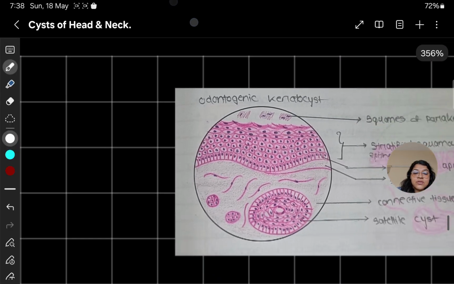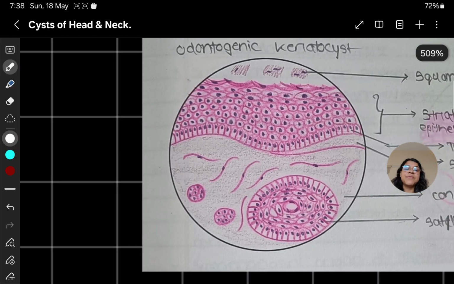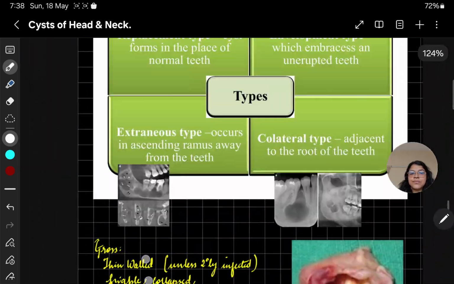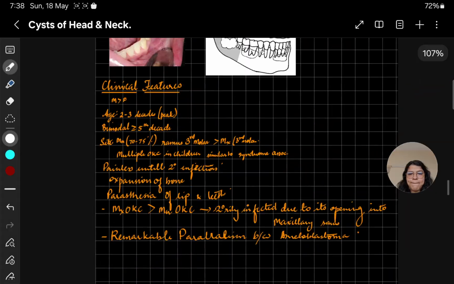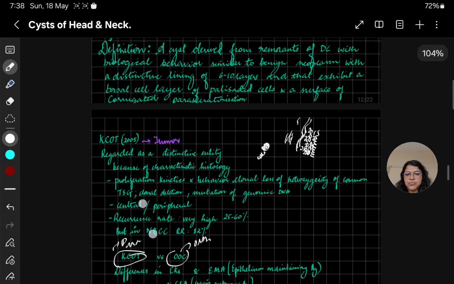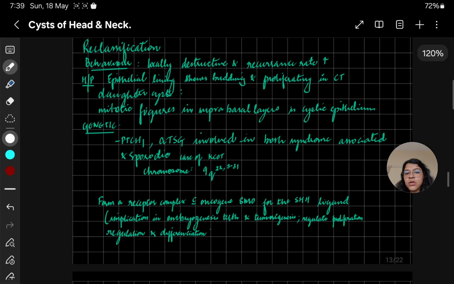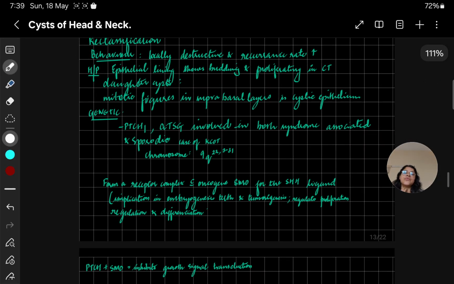If you see this photo, in some of these cells, suppose this cell, you will have some mitotic figure, as in a dividing stage. Okay. So from the genetic point of view, it was reclassified in 2017 as a cyst.